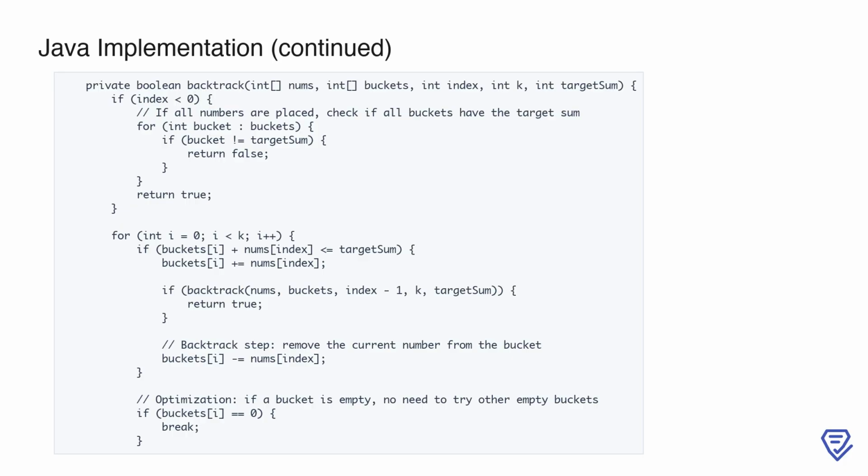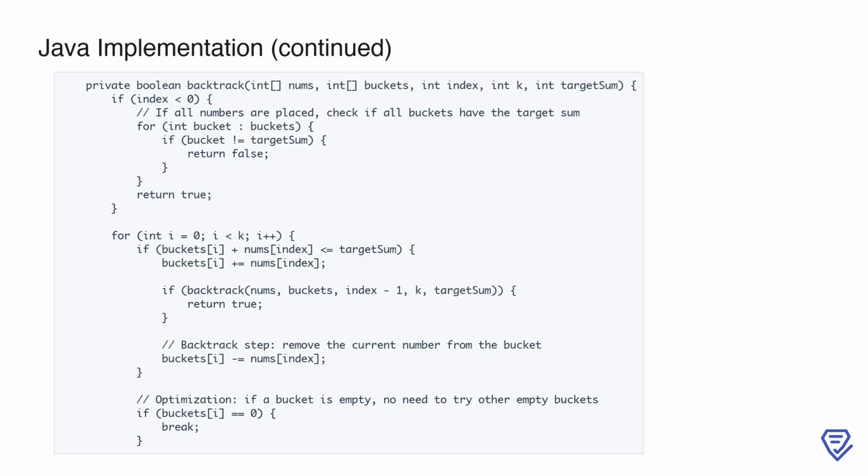The main loop iterates through each bucket, attempting to place the current number into a bucket if doing so doesn't exceed the target sum. If the number fits, it's added to the bucket, and the recursion proceeds to the next number by calling backtrack with a decremented index. If the recursive call indicates success, we return true. Otherwise, we backtrack by removing the number from the bucket, effectively undoing the current placement.